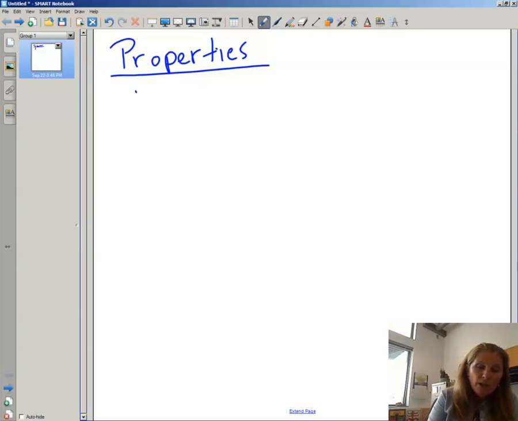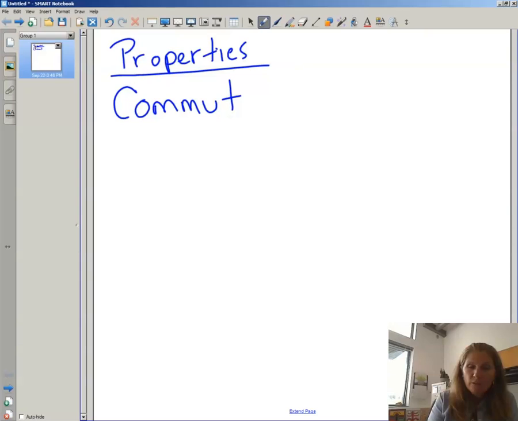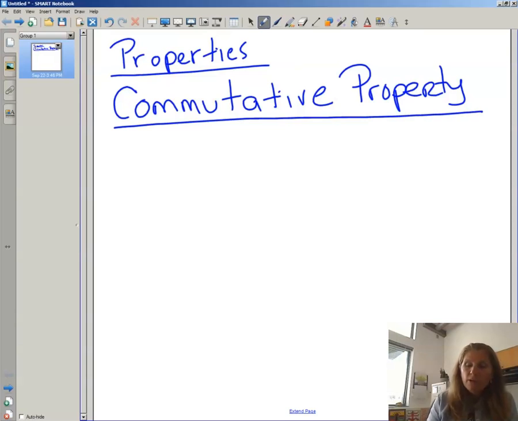So I want to talk about, I forget how many I'm going to talk about, 3, 4, or 5, but we'll know when we get there at the end of them. The commutative property is probably the first one that people talk about usually. It's a pretty straightforward property.